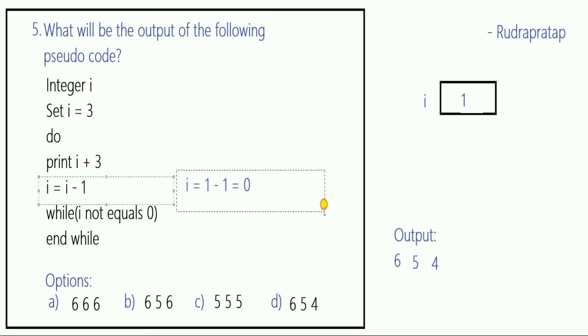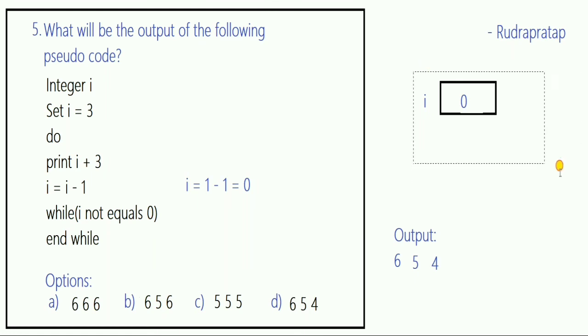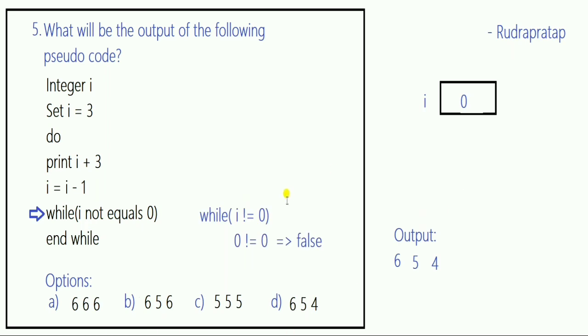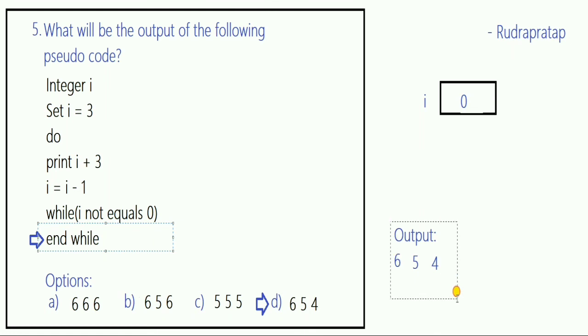After that it will decrement I by 1. So now we have value of I is 0. And after that we will check condition. Condition is I is not equal to 0, so 0 is not equal to 0, which is false. It will exit the loop. And we got our answer as 654, which is option number D.